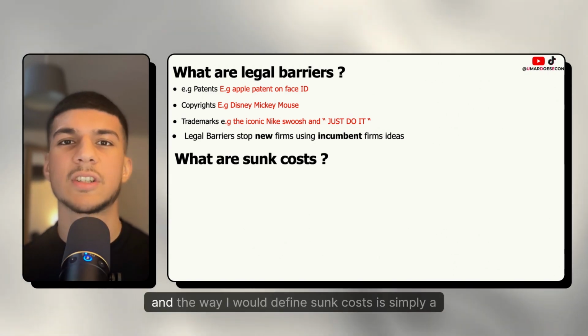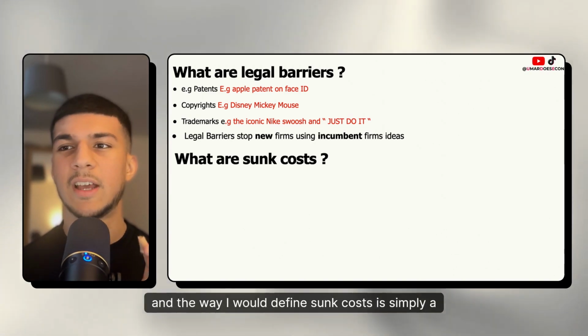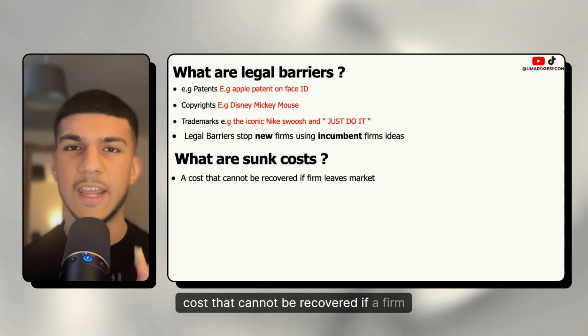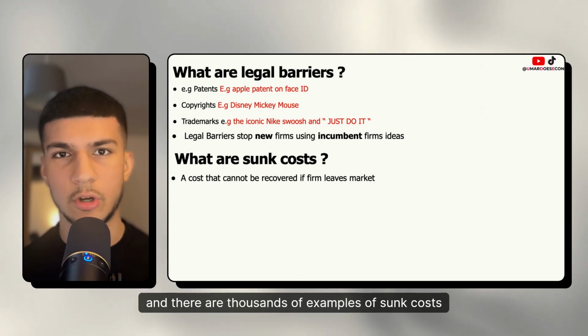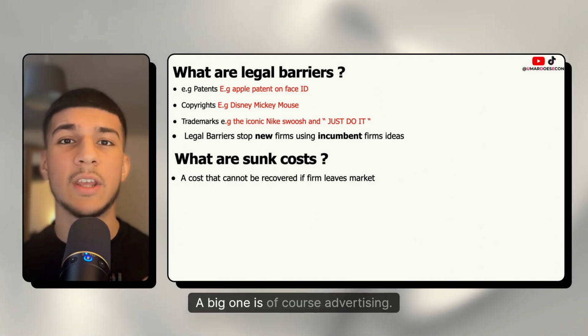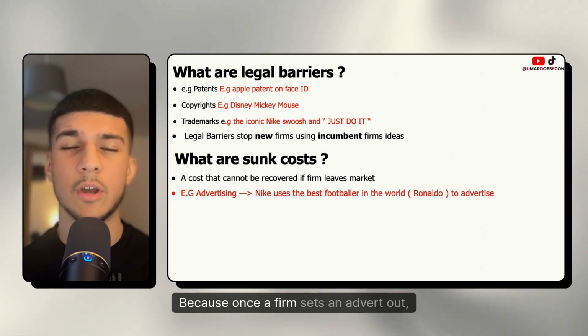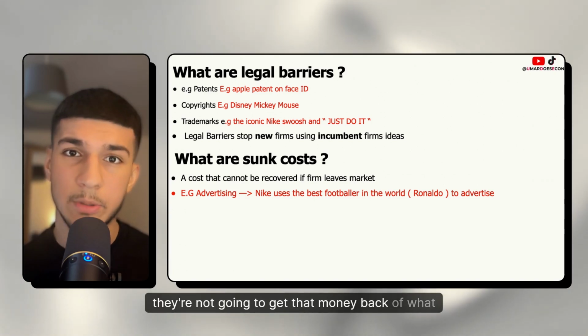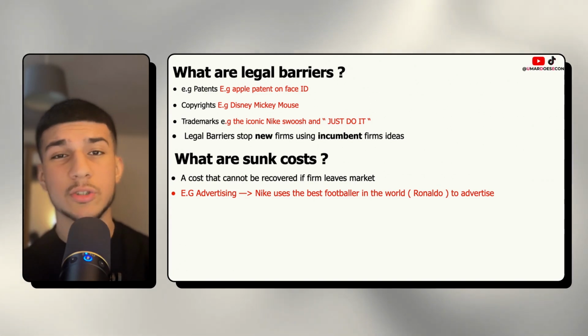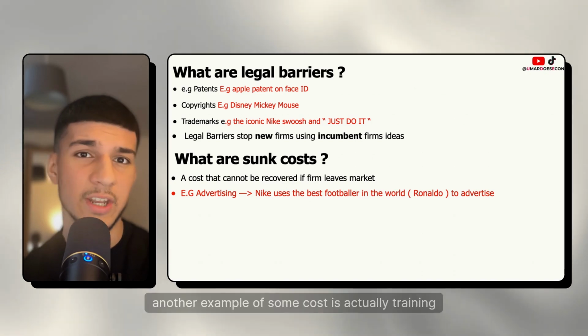Secondly, sunk costs. And the way I would define sunk costs is simply a cost that cannot be recovered if a firm leaves the market. And there are thousands of examples of sunk costs for firms. A big one is, of course, advertising, because once a firm sets an advert out, if, for example, they discontinue that product, they're not going to get that money back of what they've advertised for. Also, another example of sunk cost is actually training workers.